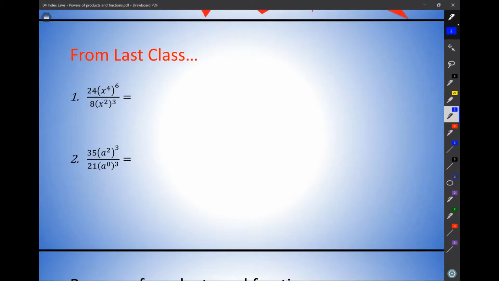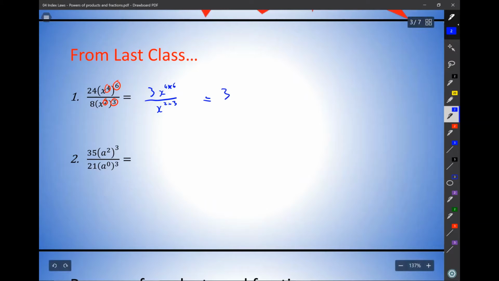So let's deal with the numbers first. 24 divided by 8 is 3. Now, when we have x to the power of 4 to the power of 6, again we do 4 times 6 here. Sorry, that's not an x, that's a times. And then down here, when we have x to the power of 2 all to the power of 3, that can become x to the power of 2 times 3.